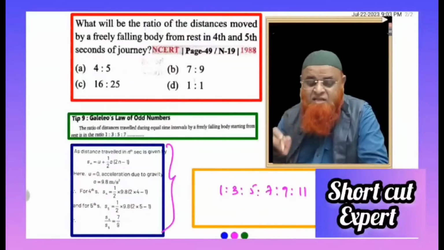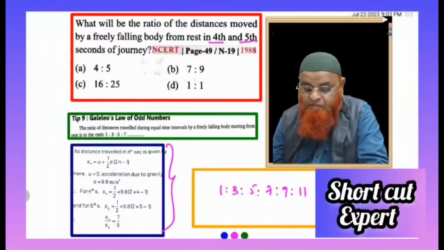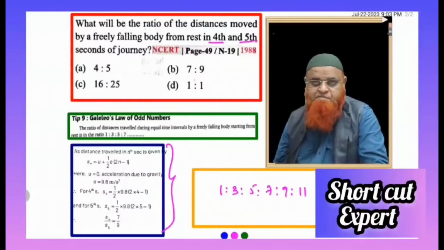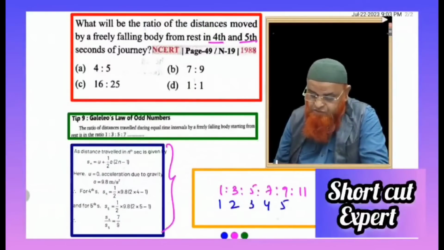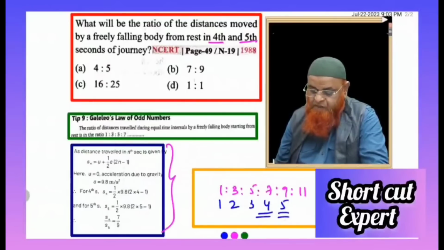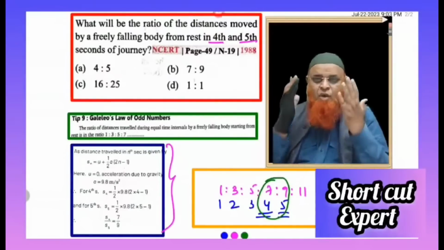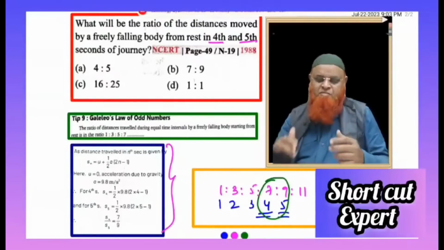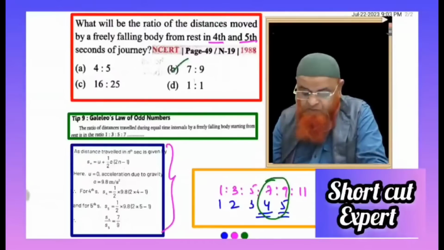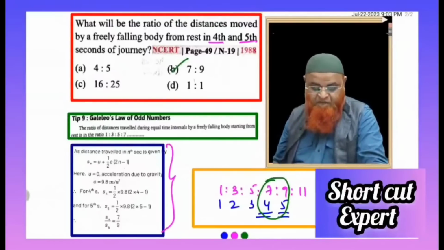And what he is asking us to find out is the distance traveled by the body in the fourth second and fifth second. So you can count from here 1, 2, 3, 4 and 5. So fourth second and fifth second means you have to select these two ratios. That's it. You have solved this problem without solving the problem. Hope you have understood this one. So what is your correct answer? I think correct answer is going to be the B option.